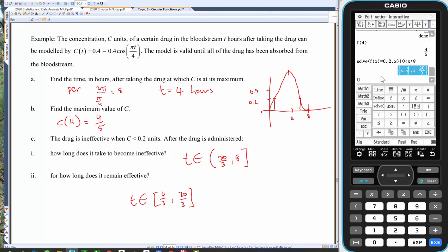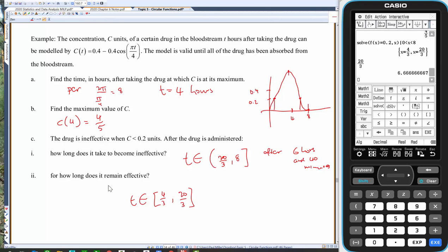So let's go with 20 on 3 first of all. Note that that's 6 2/3 hours. So after 6 hours, and 2/3 of an hour is 40 minutes, so 6 hours and 40 minutes. So that's when the drug is ineffective, after 6 hours and 40 minutes. But that precludes me talking about when it's ineffective in the first place, like I'm waiting for the drug to be absorbed into the bloodstream.